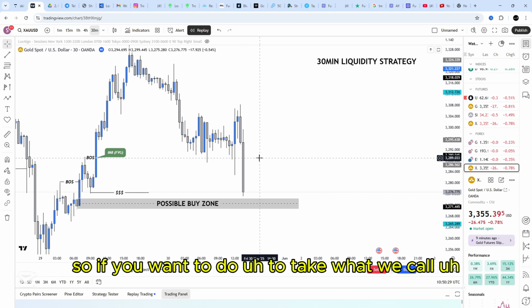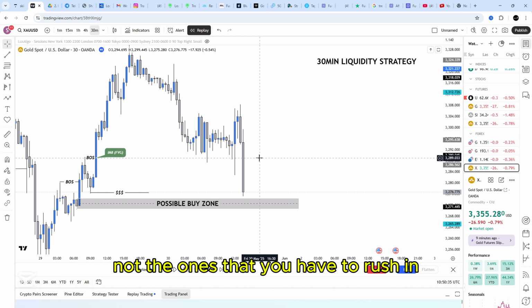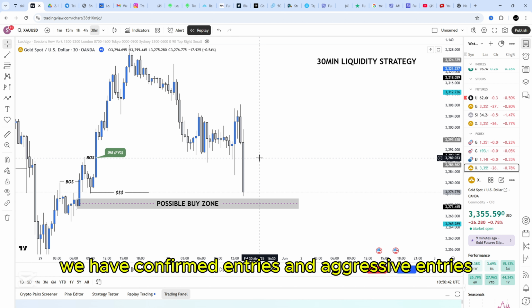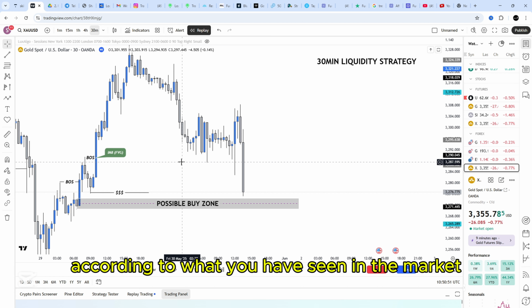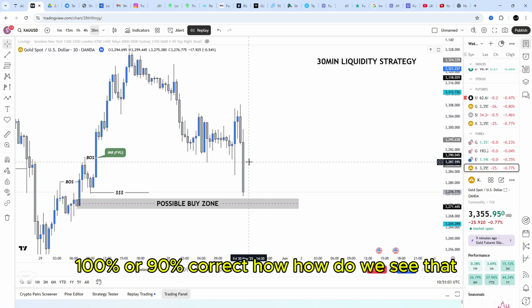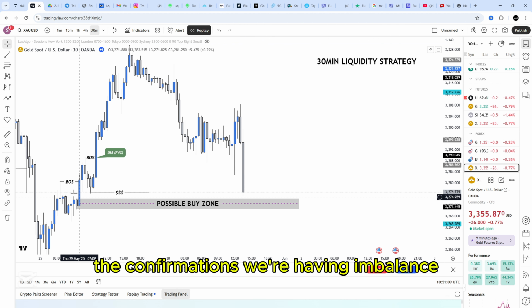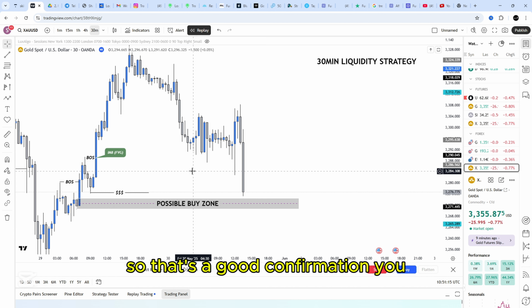So if you want to take what we call confirmed entries, not the ones that you have to rush in, of course we have two types of entries. We have confirmed entries and aggressive entries. So sometimes you can take an aggressive entry according to what you have seen in the market, according to the things that you're seeing that are going to give you that entry 100% or 90% correct. How do we see that? Firstly, we are seeing the confirmations. We're having imbalance, we're having BOS, we're having liquidity, and we're having the direction of where the market is heading to. So that's a good confirmation.